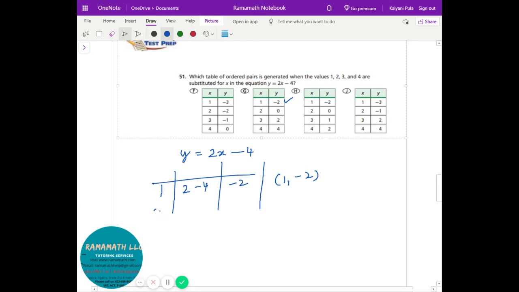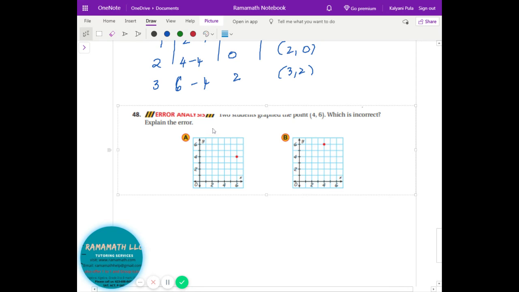So let's do the next one. If I put a 2, 2 times 2 is 4. 4 minus 4, that's a 0. So it's 2 and 0. This is also matching. Now let's try 3. 2 times 3 is 6. Minus 4, that's 2. So that's 3 and 2. Obviously this one works, and nothing else does, so that's your answer there. Okay, good work. All right, let's look into the next one.